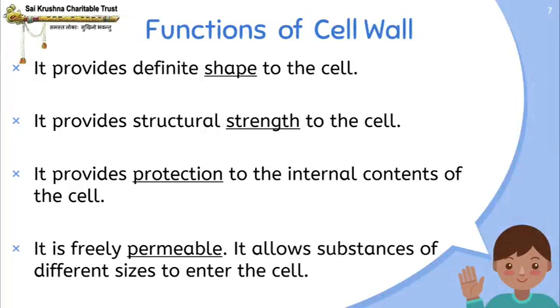So these are the functions of cell wall. It provides a definite shape to the cell. It provides structural strength to the cell. It provides protection to the internal contents of the cell, and it is freely permeable. It allows substances of different sizes to enter the cell.